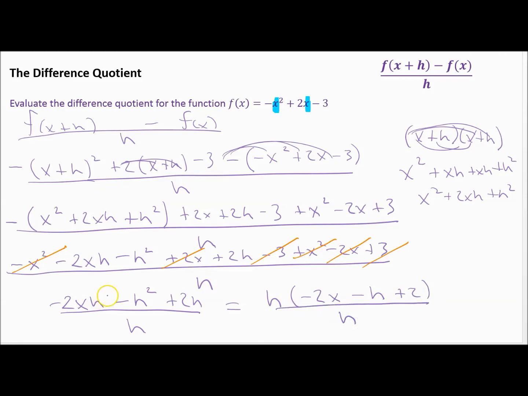So if you notice that, each one of these terms has an h. And I pulled that common h in the front, so if I get rid of this h, that leaves me with negative 2x. If I get rid of one of these h's, I can't get rid of both. If I get rid of one of these h's, that just gives me minus h. And I remove this h here, that's plus 2. Now my h's cancel, and I'm left with the final answer, negative 2x minus h plus 2.